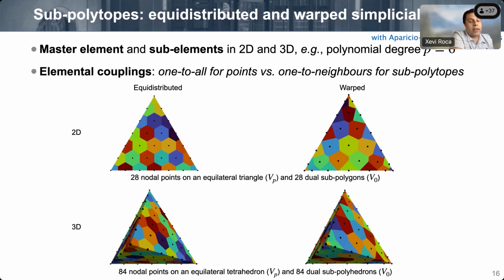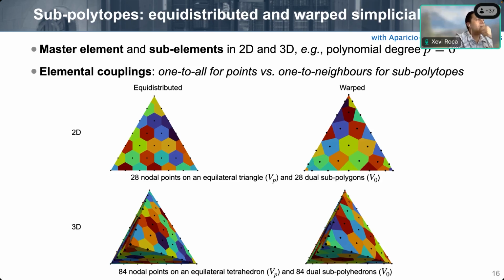So how can we get this subpolygonal mesh to fulfill this idea? Basically what we do is we consider a master equilateral element in 2D and 3D, and then we get these sub-elements by clipping a Voronoi tessellation. And we are just illustrating this for polynomial degree 6. In the first row, you have the results in 2D for triangles. And in the second row, you have the results for tetrahedra in 3D. And in the columns, you have on the left-hand side the equidistributed points, and on the right-hand side, you have clustered points. So what's going on here?